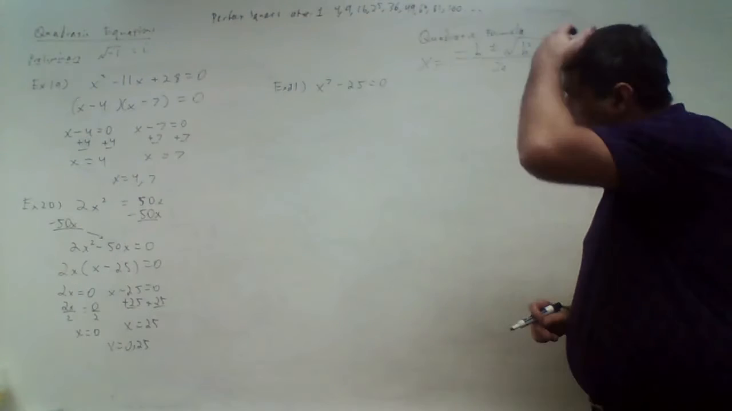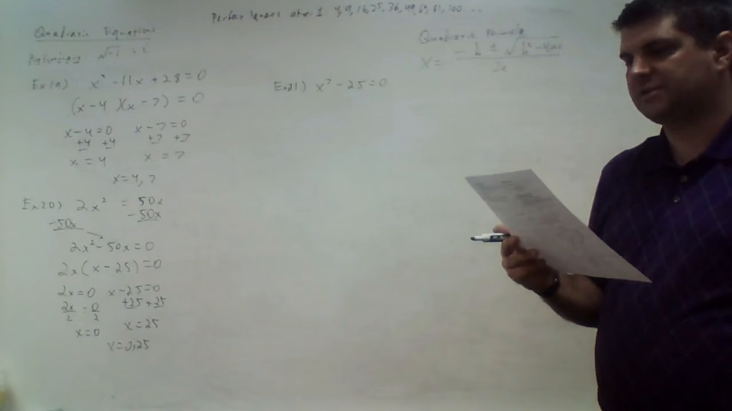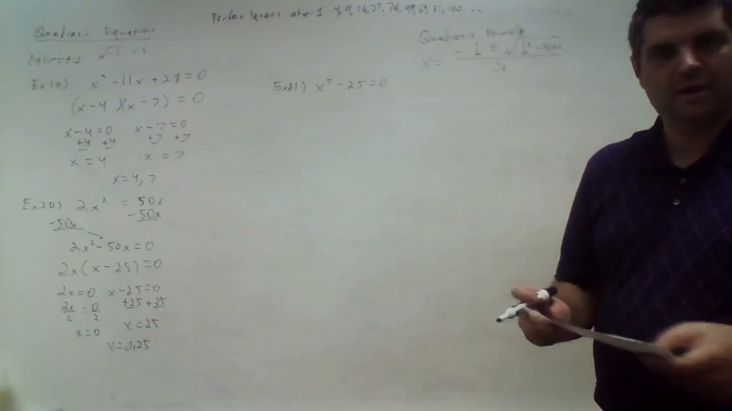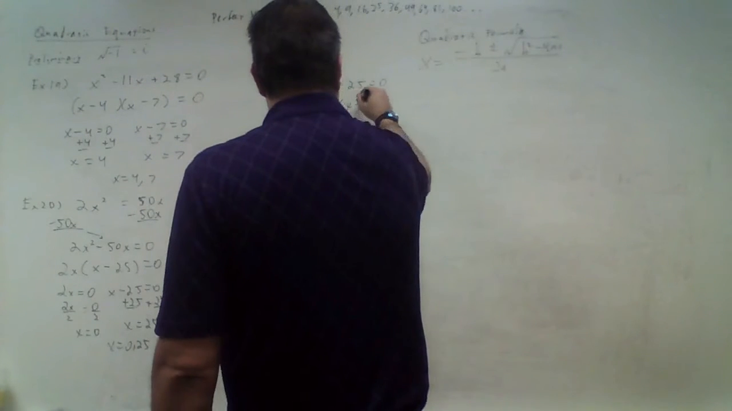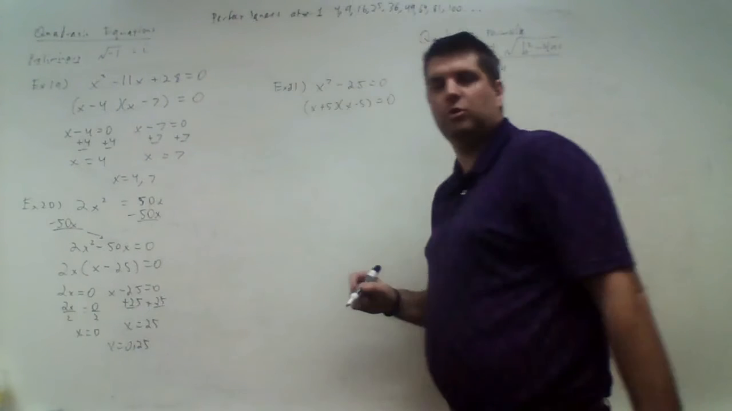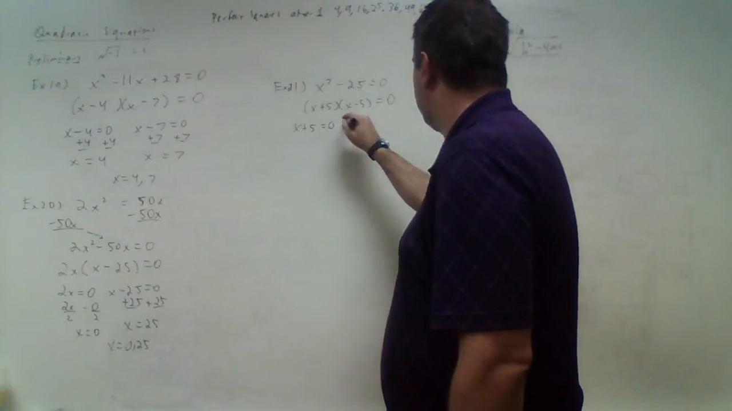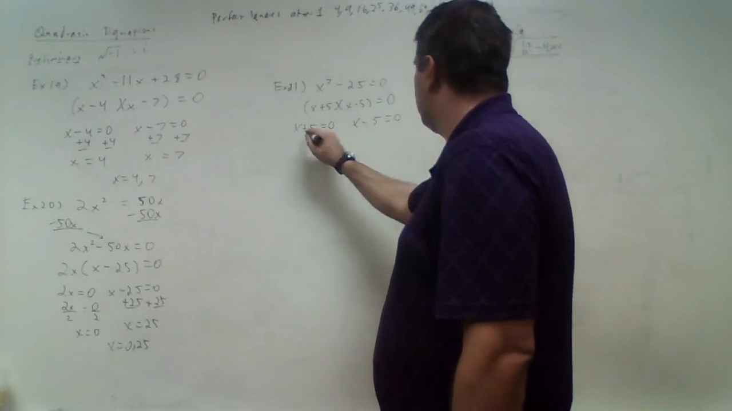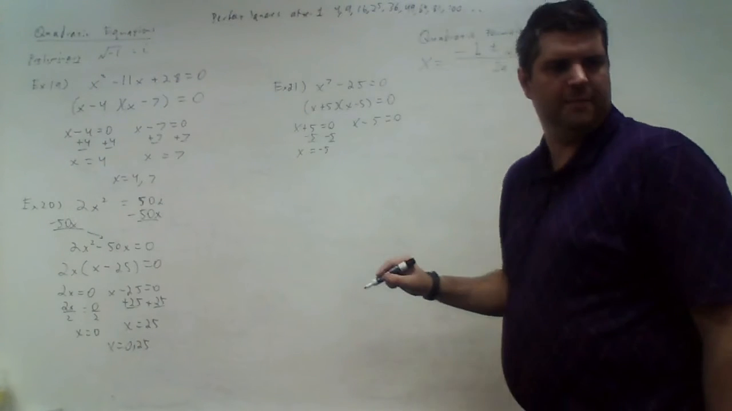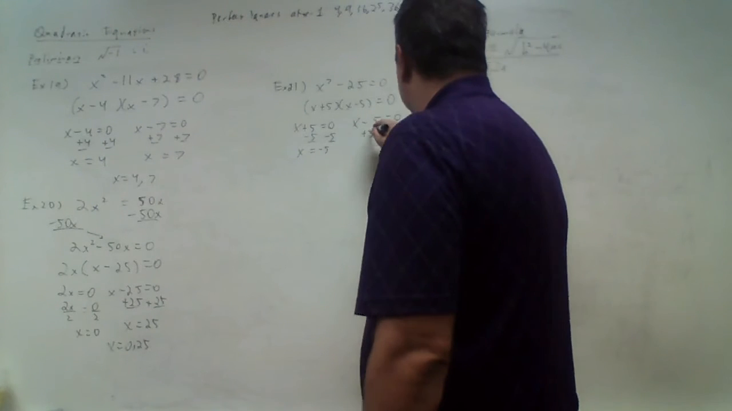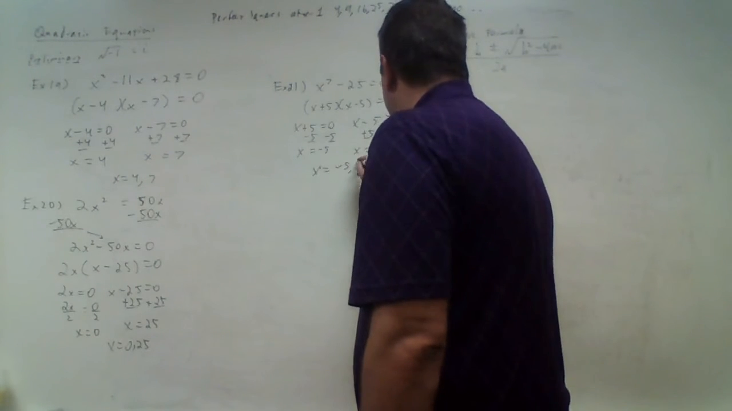Well, for two terms, if there's a difference of squares, then factor. This is a difference of squares, factor. That's what I would recommend doing normally. Okay? So, x plus 5 equals 0, x minus 5 equals 0. Subtract your 5, x equals negative 5. Add your 5, x equals 5. So x equals negative 5 and 5.